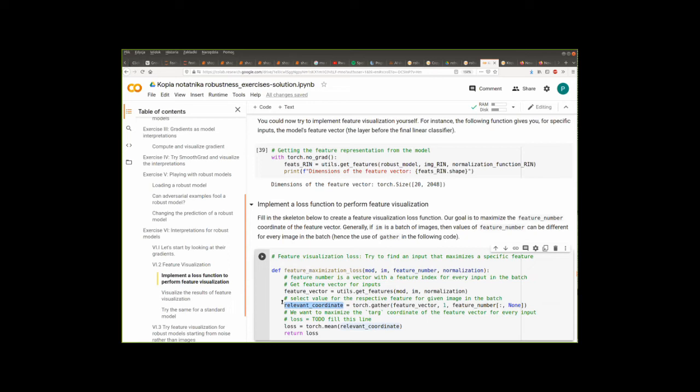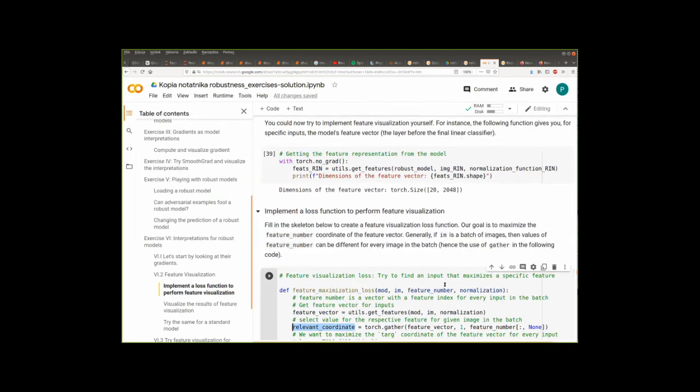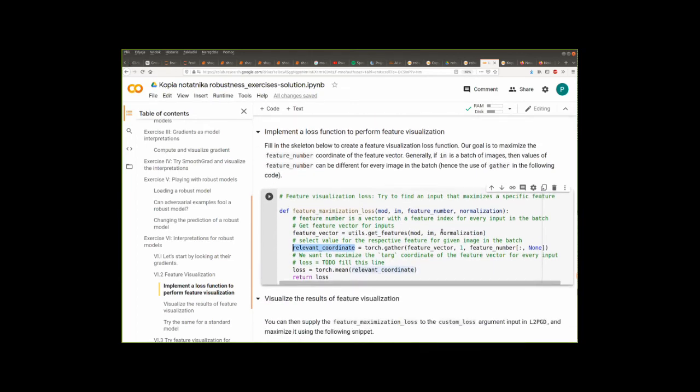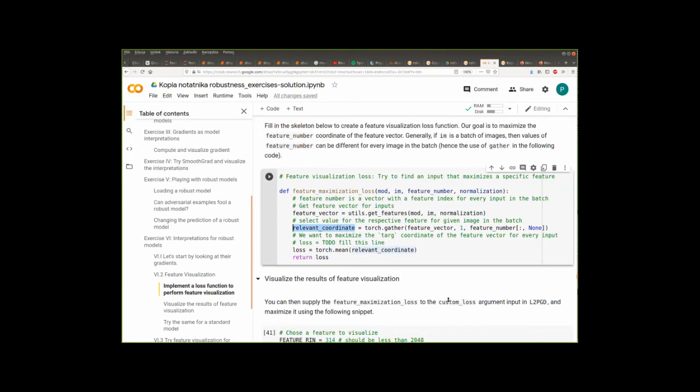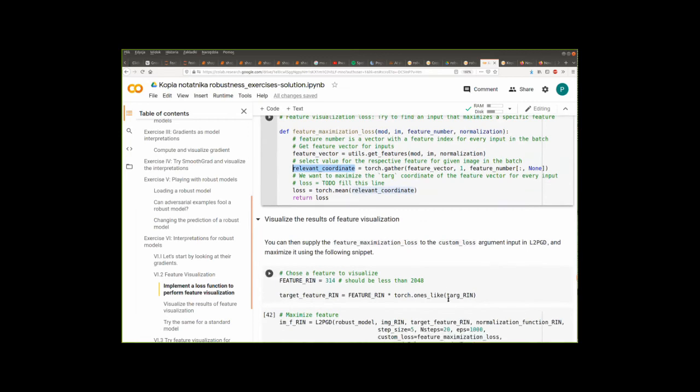Maciek, if you could paste it to the chat, and I don't know if we pasted also the solutions for the previous problems. So maybe we should do that so everyone could run it themselves, because it might be tricky to copy it from the video.